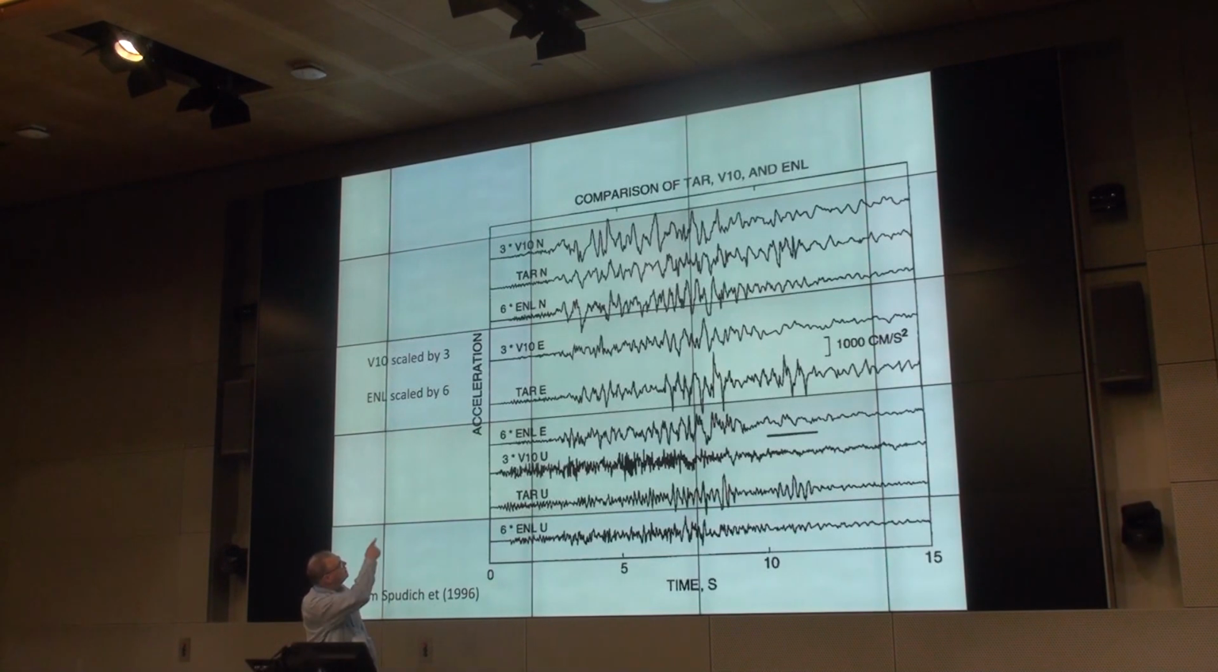So if we look at these ground motions here, the plotted up seismograms, they don't look so different. The 3 verticals, the 3 east-west, and the 3 north-south. But to do that, he had to multiply V10 by 3 and ELN by 6 to make them look similar. Okay, so there's a huge increase in this compared to what you get a few kilometers away.